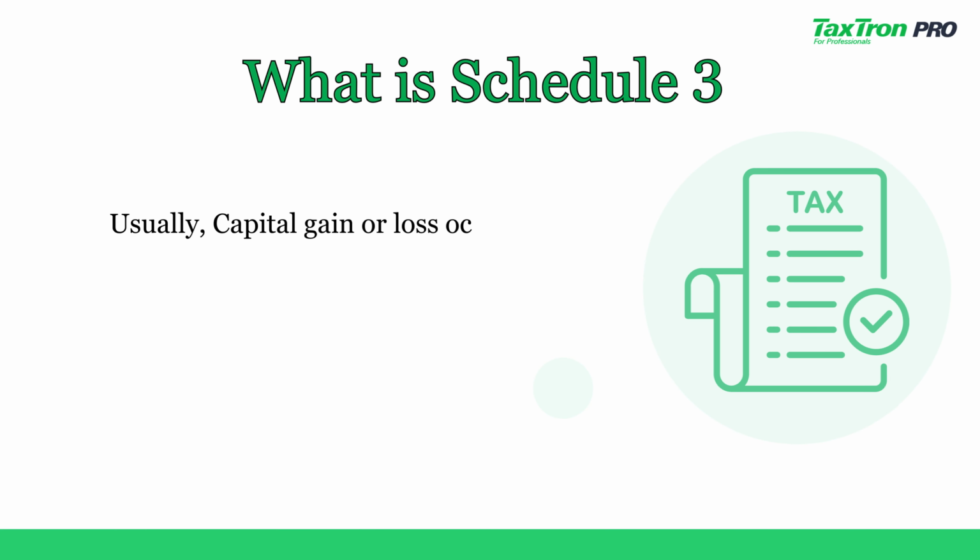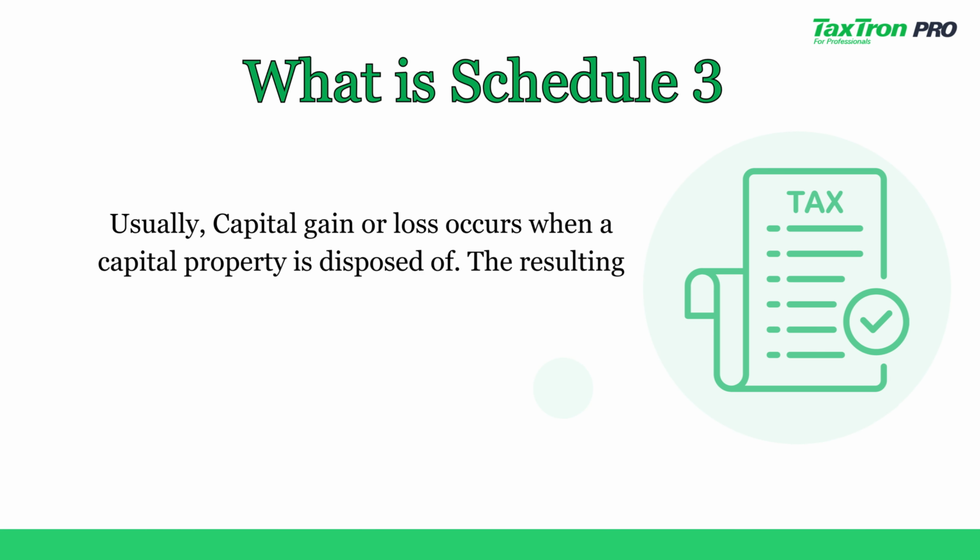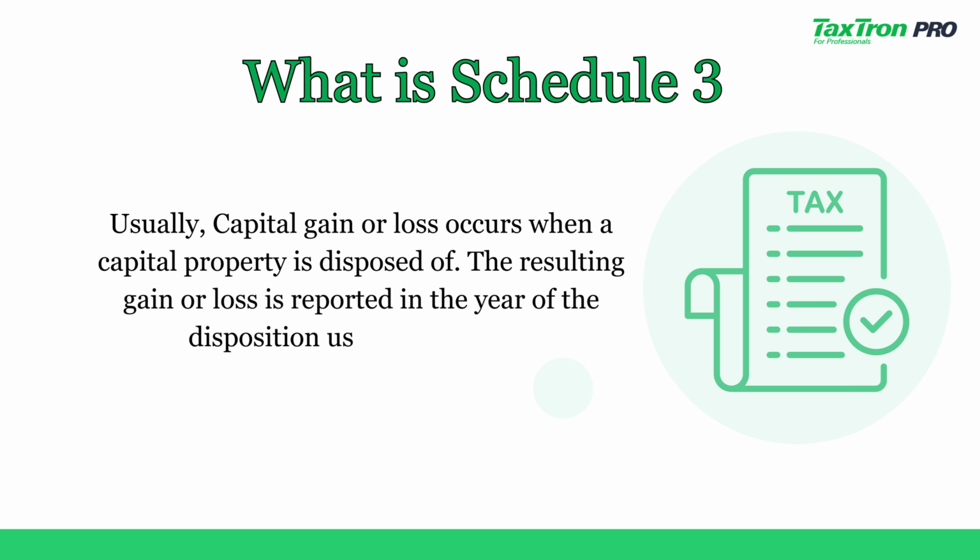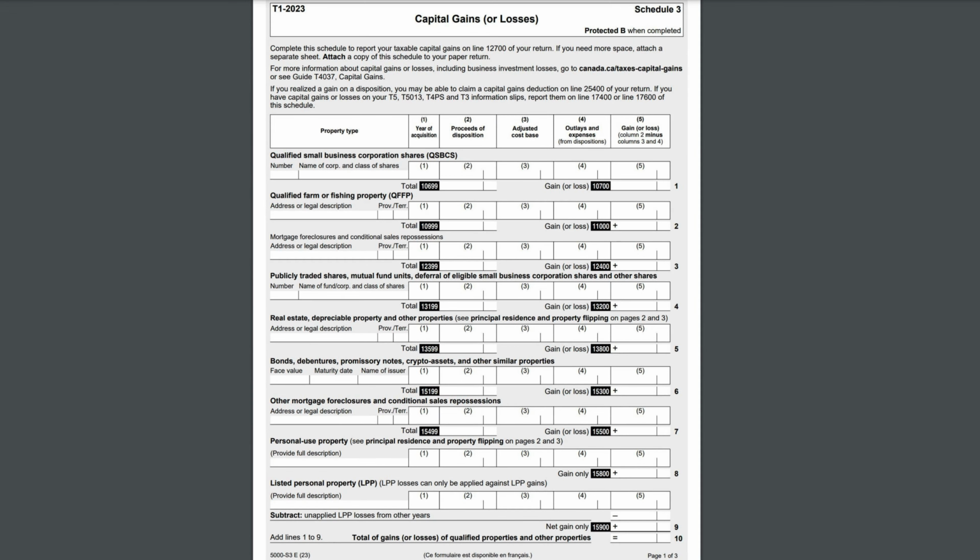Usually, capital gain or loss occurs when a capital property is disposed of. The resulting gain or loss is reported in the year of the disposition using Schedule 3. Schedule 3 is your roadmap for reporting capital gains or losses from the disposition of various types of properties. It consists of 5 numbered columns, each serving a specific purpose. Let's break it down section by section.